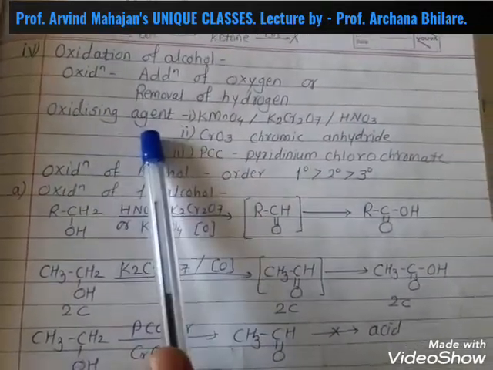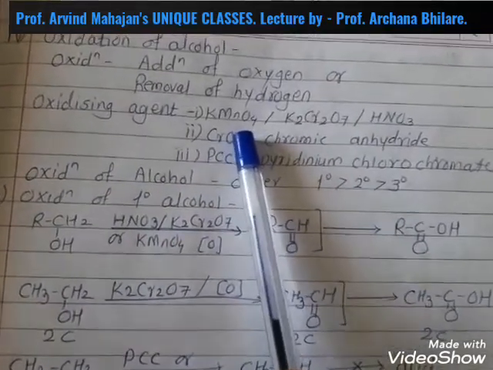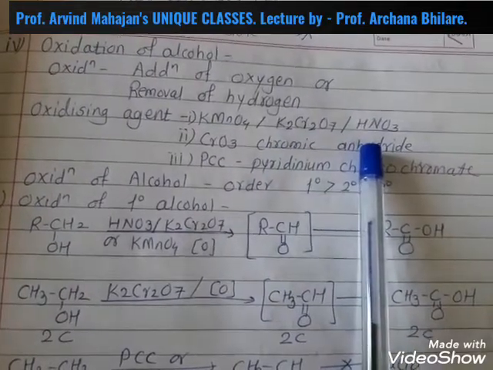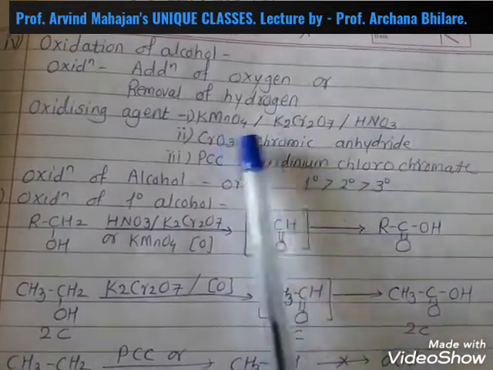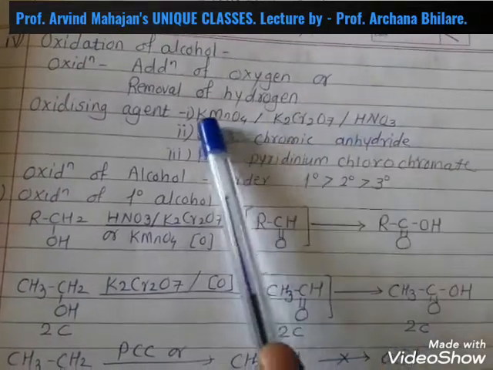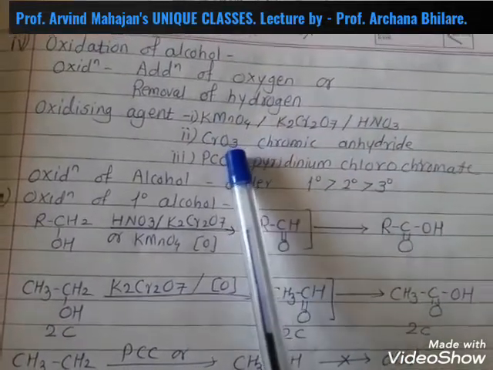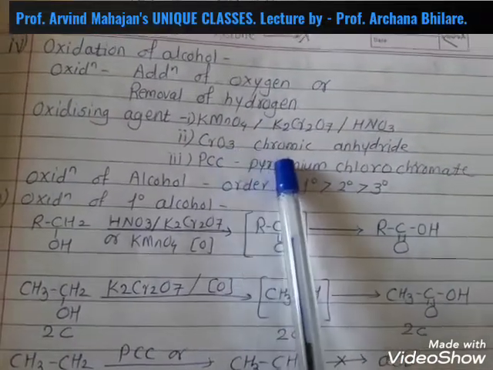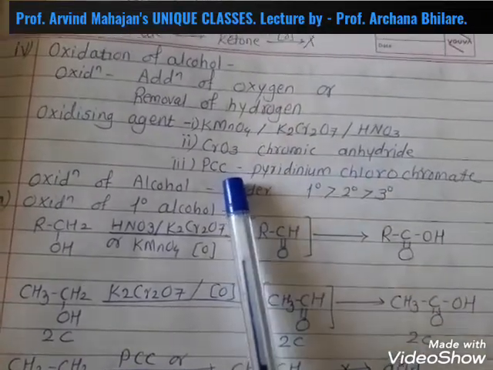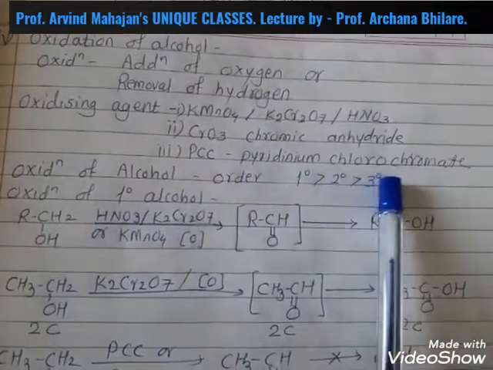The oxidizing agent used in this reaction is either KMnO4, K2Cr2O7 or HNO3: potassium permanganate, potassium dichromate or dilute nitric acid. These are all strong oxidizing agents. Next one is CrO3, which is called chromic anhydride. One more is given, that is PCC, pyridinium chlorochromate.